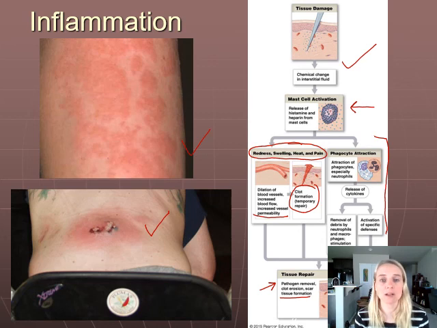Okay, so the next couple lessons will be on the specifics of the specific defenses or the adaptive immune response. We'll see that next.